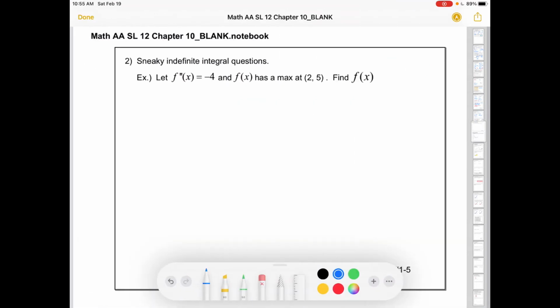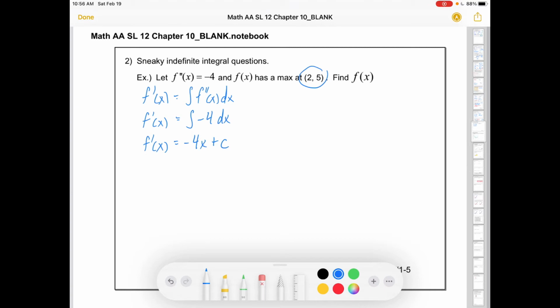One last tricksy one. Here we know f double prime. We can find f prime by integrating f double prime. So f prime bumps us up a level, essentially. It's going to be the indefinite integral of negative 4, so f prime is going to be negative 4x plus c. And we know that f of x has a max at (2, 5). Once we get up to the f of x function, we'll be able to figure out what the constant of integration is, maybe.